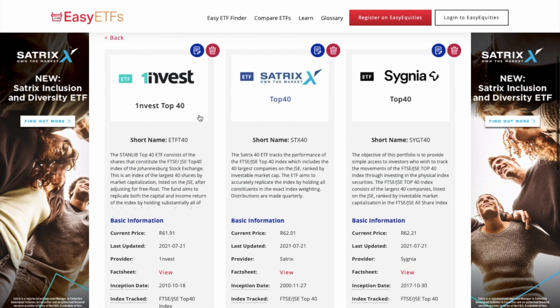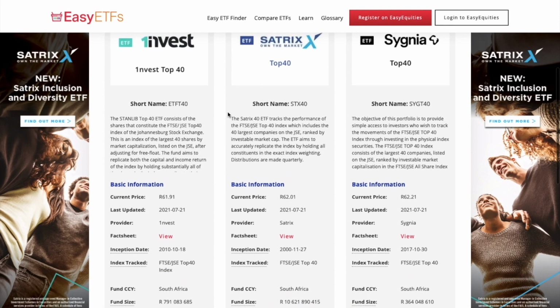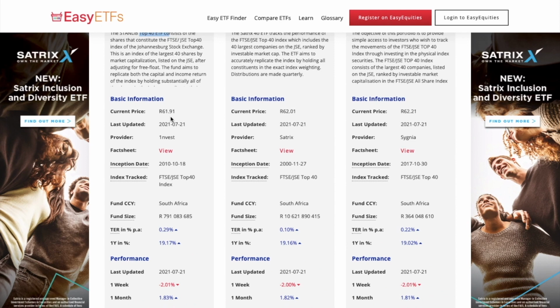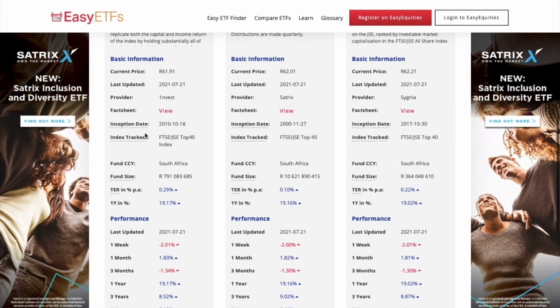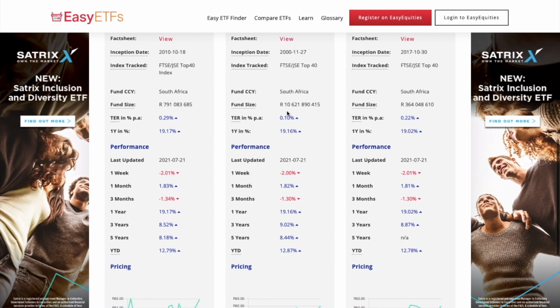You can see we've got the icons, we've got the names, and some basic information. We've got a little overview of what they all track. They all track the top 40 in the JSE. So let's have a look. We've got the current price. Signia is currently a little bit higher, and you can see here the index that it tracks. We can also go through and have a look at the fact sheet, which we'll have a look at a little bit later. You can see the size of the fund. Satrix is by far the biggest with 10 billion rand in the fund, whereas Signia has 300 million and One Invest has almost 800 million.